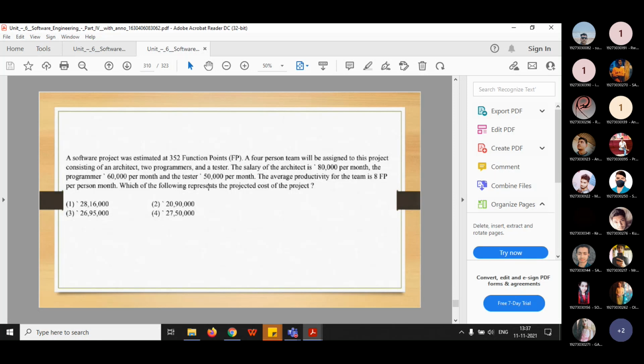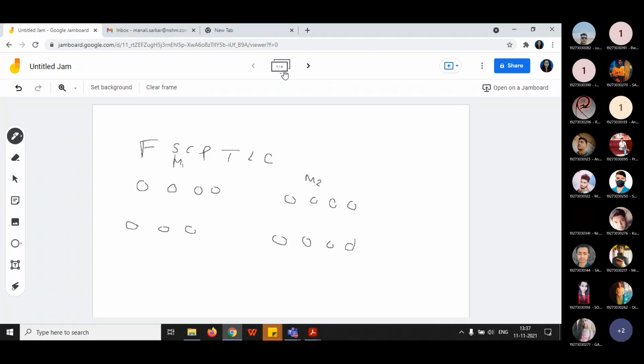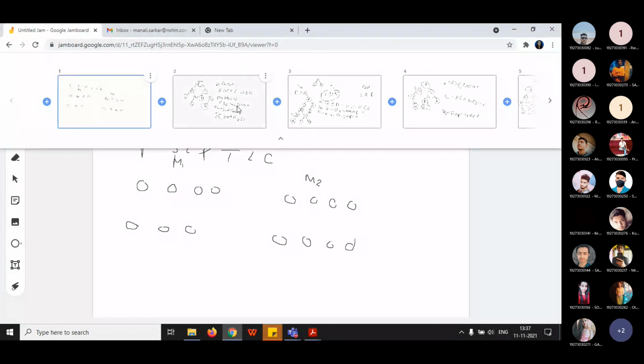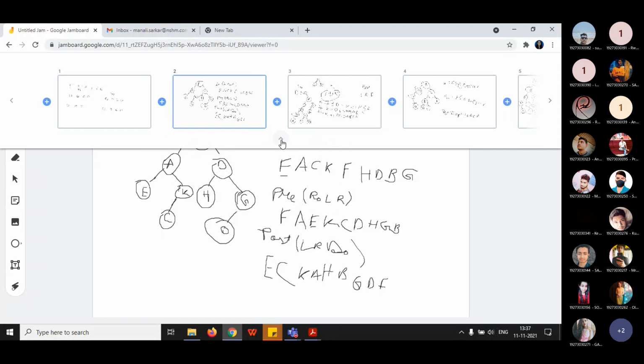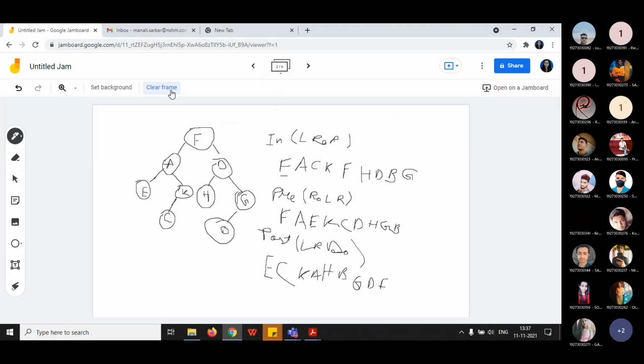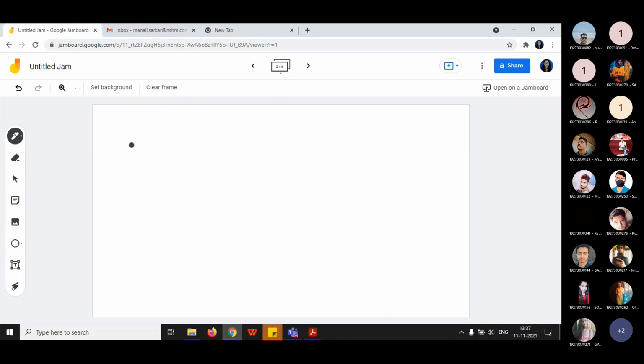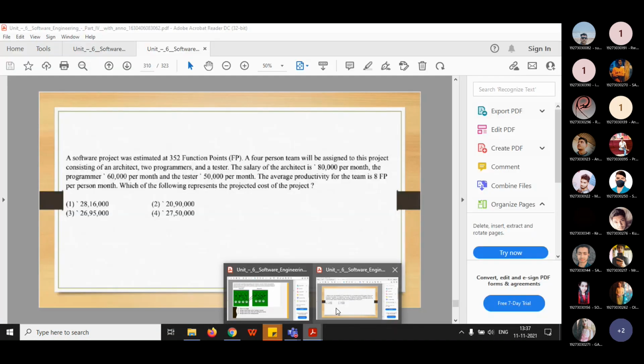So the question is, a software project was estimated at 352 function points. That means it is given, so you can mark total estimation is 352. Okay, let's just write it down. Can you share the screen with me, please? And if you can share, then you just give the 352 function points. If you are done with it, I will tell you.